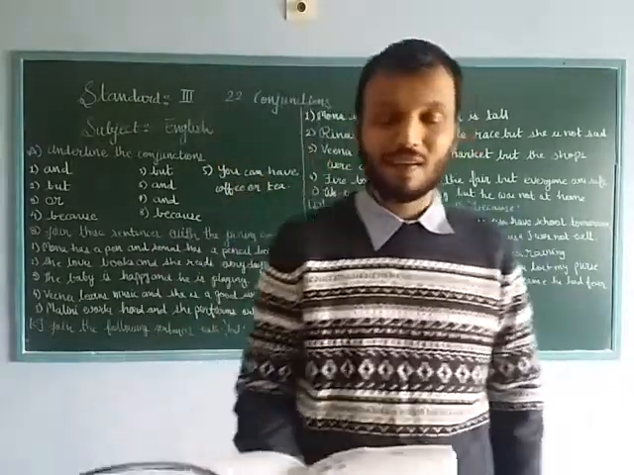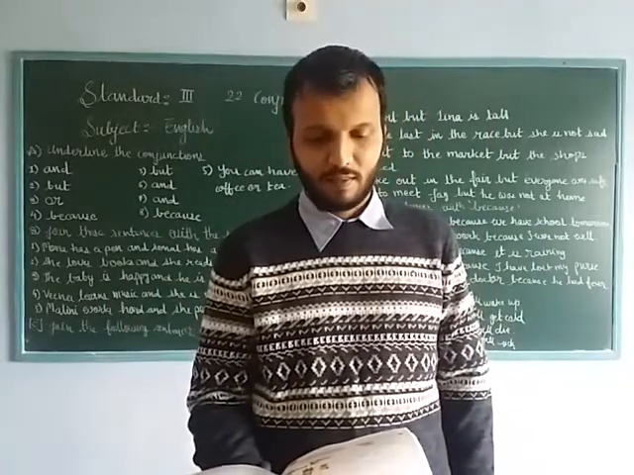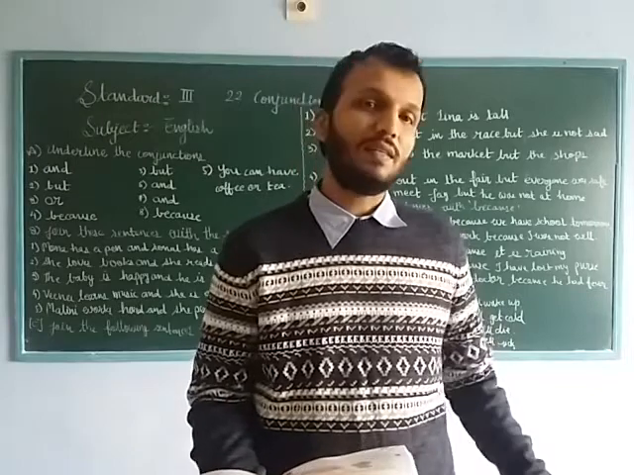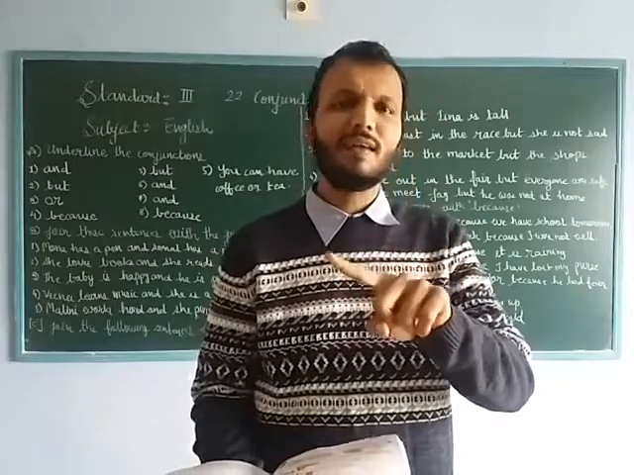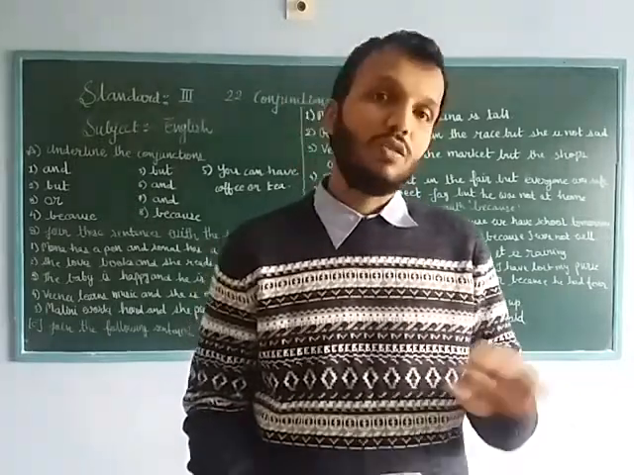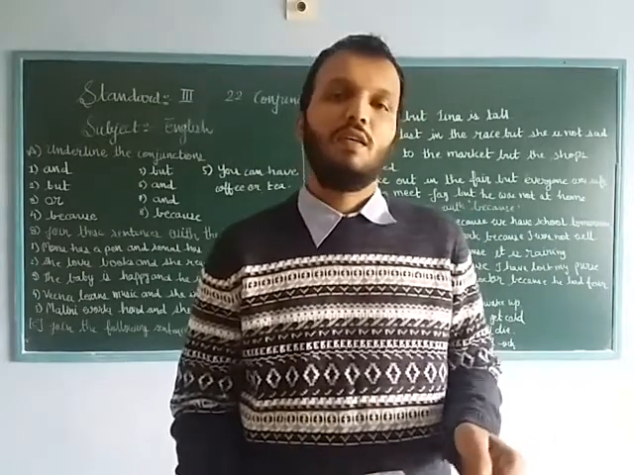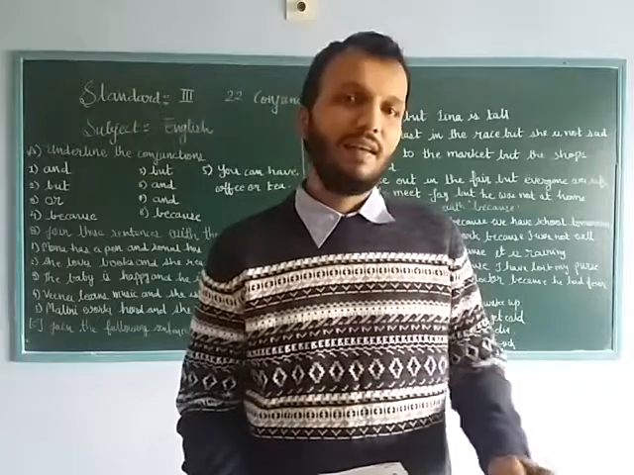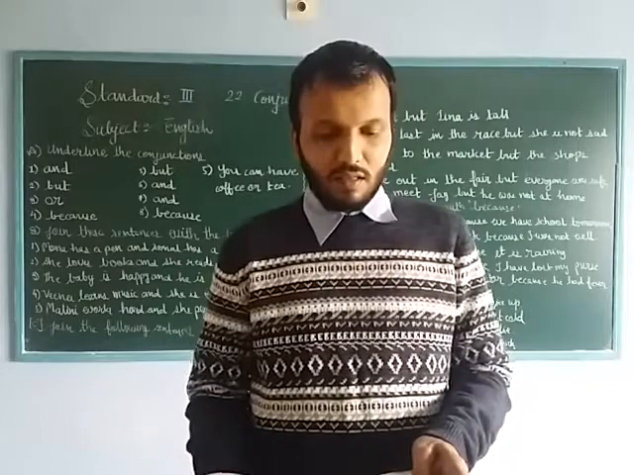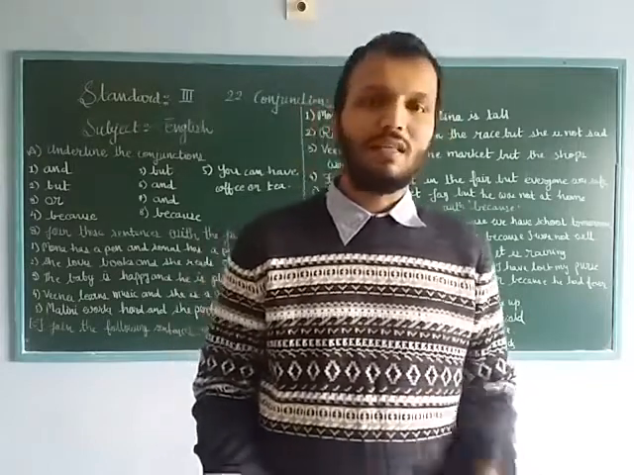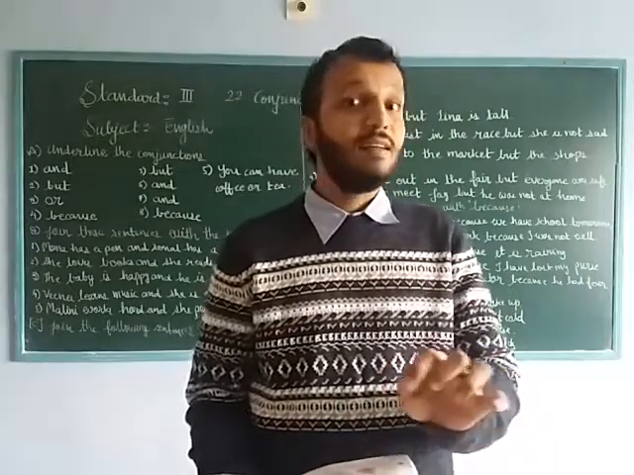First number, read the following sentences. The grapes are fresh, the grapes are sweet. There are two sentences. The grapes are fresh. Second sentence, the grapes are sweet. So if we want to join these sentences, then we have to use the conjunction "and". Let's join with the conjunction "and". The grapes are fresh and sweet.